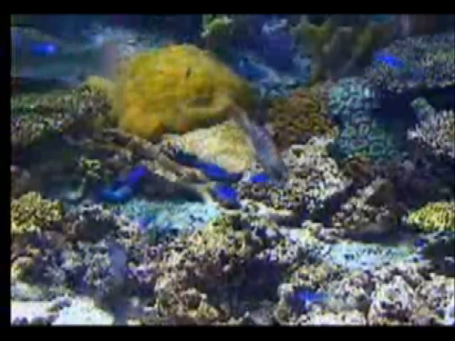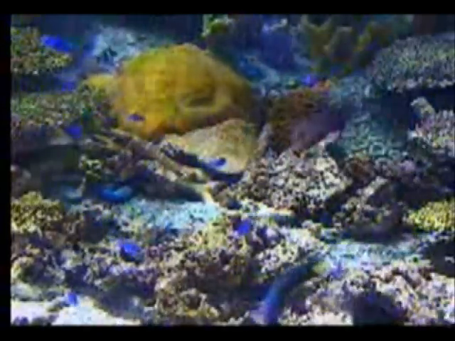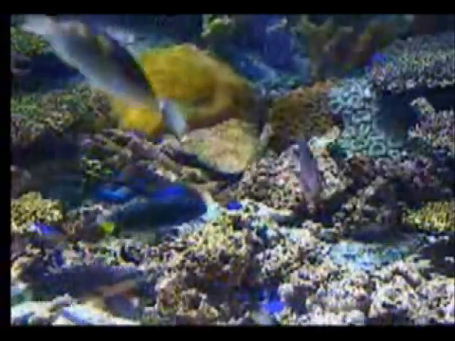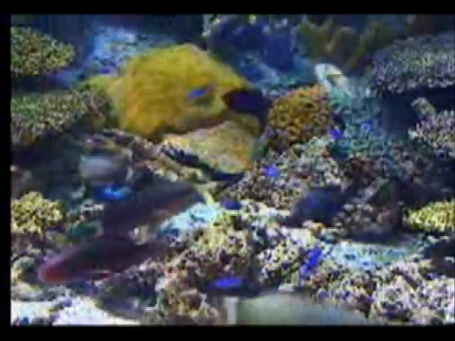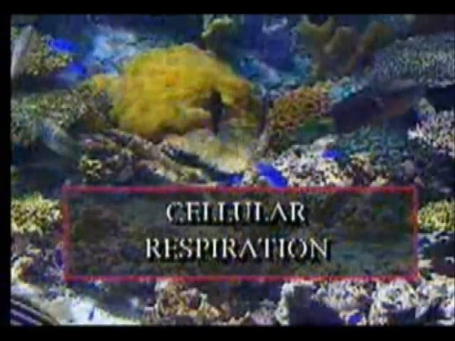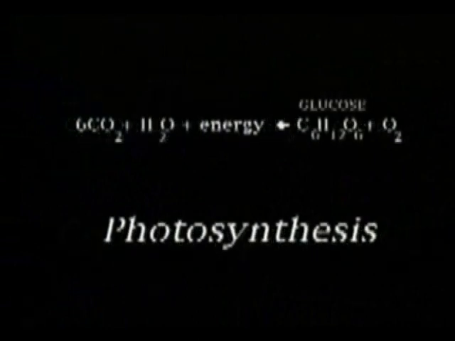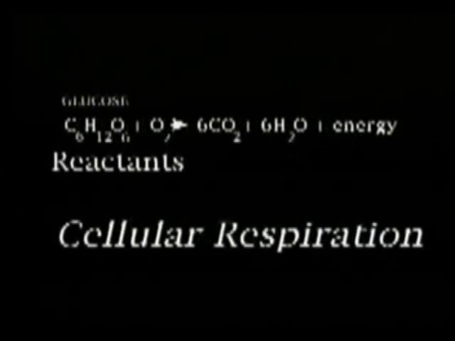The reason is that nearly all organisms, even ocean dwellers like these, must have oxygen to break down the chemical bonds of glucose to release its stored energy. The process by which this happens is called cellular respiration, and its chemical reaction is the exact opposite of the reaction for photosynthesis, because the products of photosynthesis are the reactants of cellular respiration.